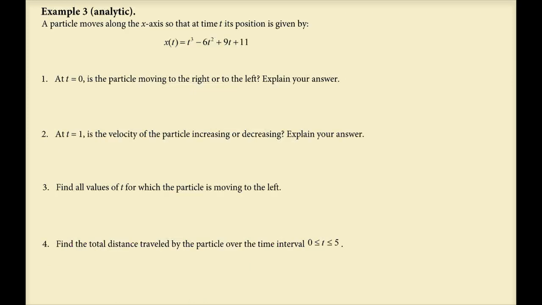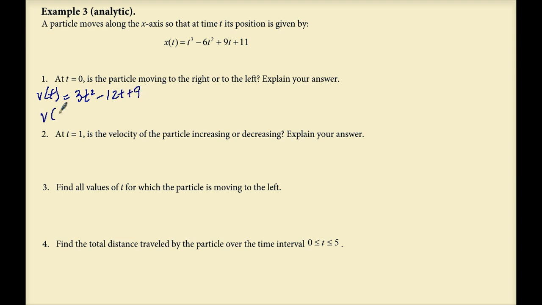A particle moves along the x-axis so that at time t its position is given by x(t) equals t cubed minus 6t squared plus 9t plus 11. At t equals 0, is the particle moving to the right or to the left? Explain your answer. We'll need the velocity function to answer this question. v(t) is equal to 3t squared minus 12t plus 9.